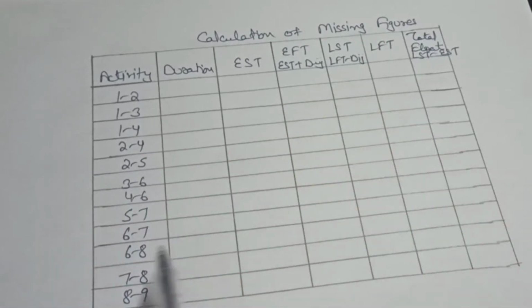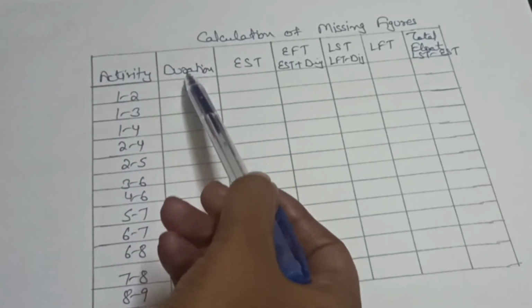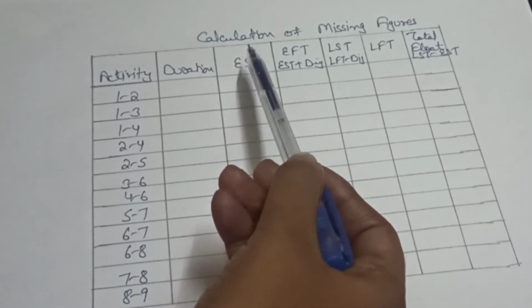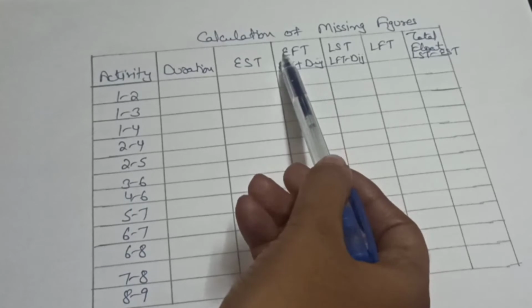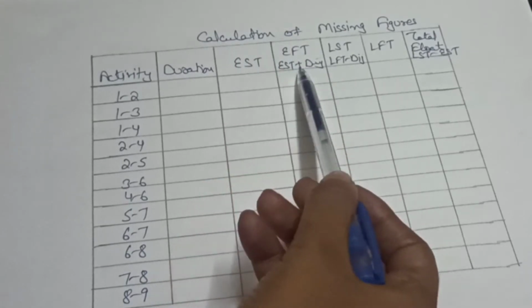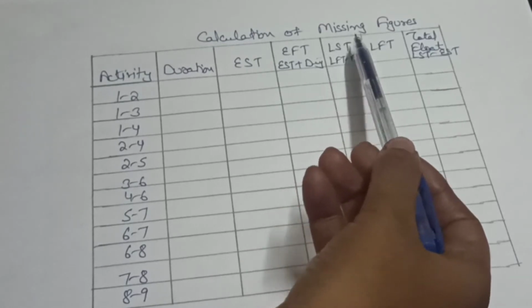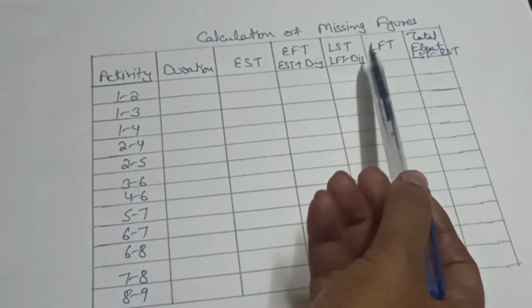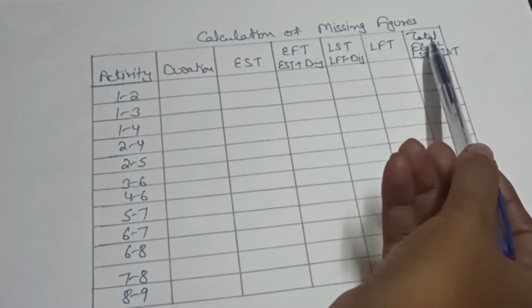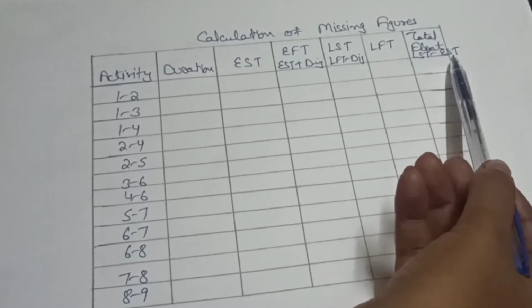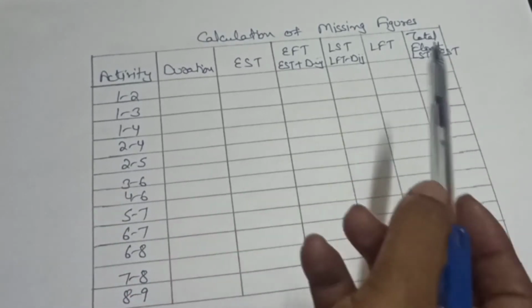So we will make this chart for calculation of missing figures. This is the column for activities and this is the column for durations. This is the earliest start time for all activities. This is the column of earliest finish time, as earliest finish time is equal to EST plus duration. The next column is latest start time. Latest start time is equal to latest finish time minus duration. And this column is latest finish time. And the last column is total float. Total float is equal to LST minus EST, meaning latest start time minus earliest start time. So we will find all these values.